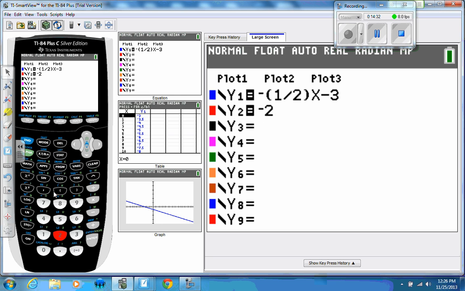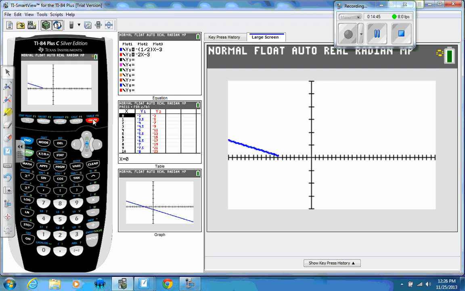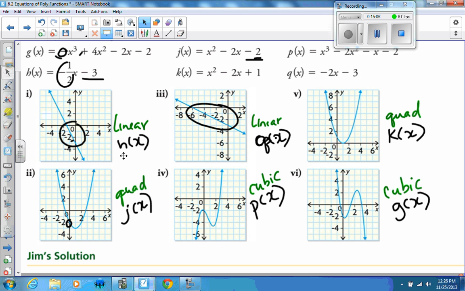Let's see if my prediction was right. I hit enter, and it graphs. I can go to my graph and look at it. My blue line, and I can't see my red line. Oh, there's my red line. Oh, it's actually the opposite of what I was thinking. So the blue line is with the negative 1/2, and the 2x is actually farther away. So if we go back to change our answer, this should be the q of x, and this should be the h of x.